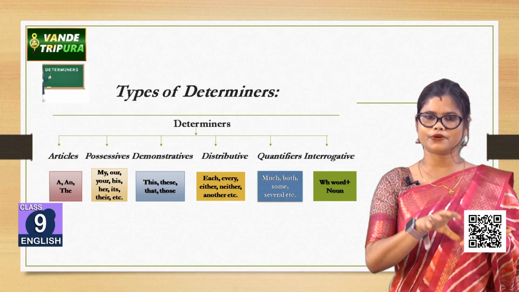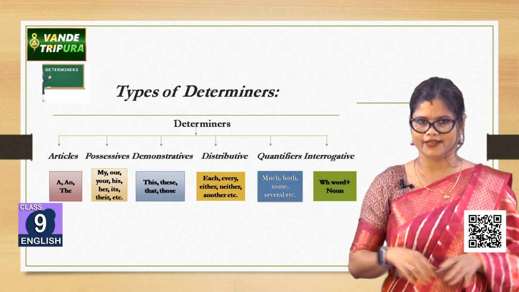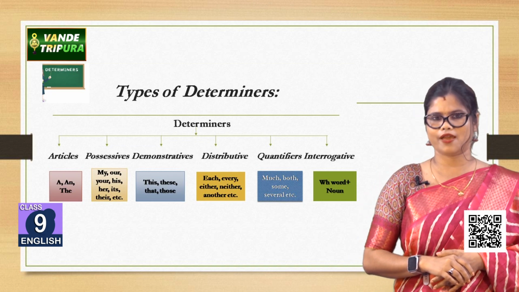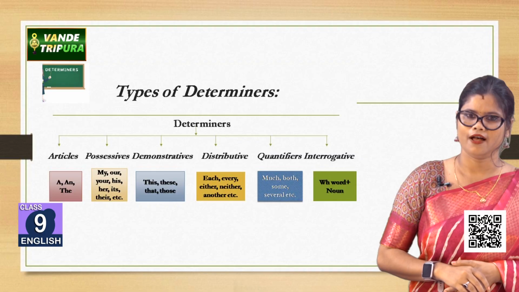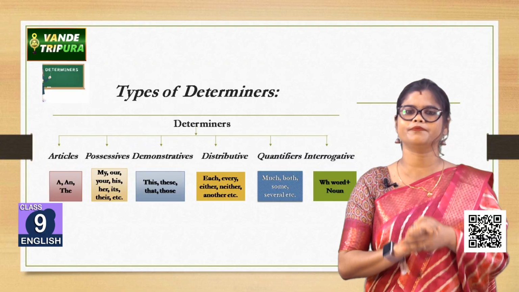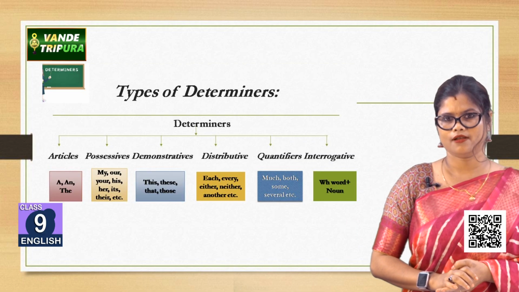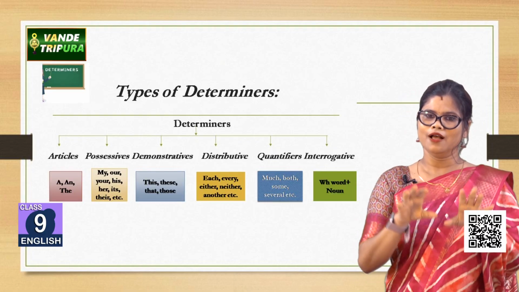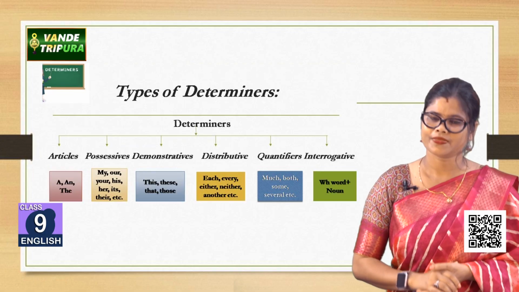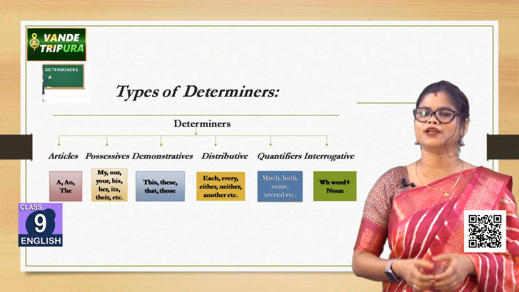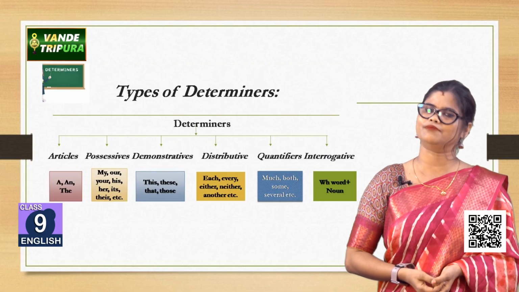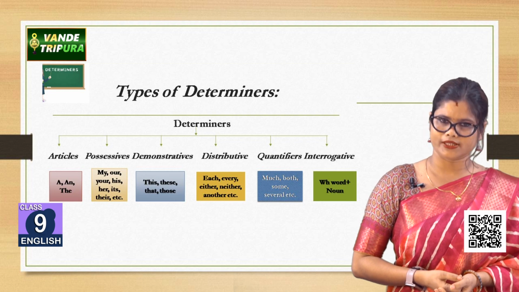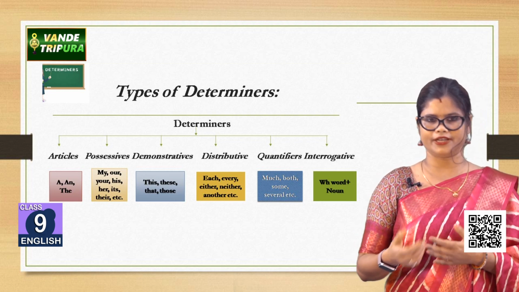Next, distributive. If I say that distribute the chocolates among each child, তাহলে আমরা এখানে ডিস্ট্রিবিউশন বোঝাতে কিছু কিছু ডিটারমিনার্স ইউজ করছি। কি কি? Each, every, either, neither, another, etc. So these are the distributive determiners. Now the quantifiers: much, both, some, several, etc. So quantifiers are the determiners that describe the quantity of the noun. And interrogative means when we use the determiners to ask any question, that becomes the interrogative determiners. So types of determiners আমরা দেখলাম: articles, possessives, demonstratives, distributives, quantifiers and interrogatives.